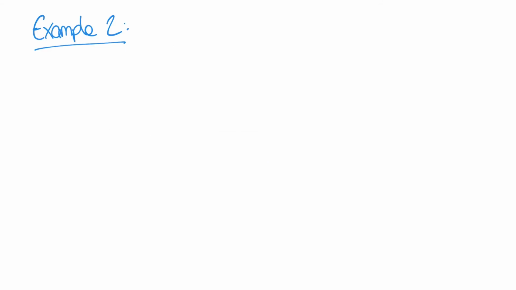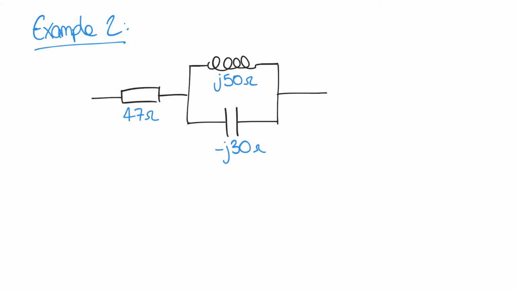Let's have a look at another example, and this is an example where both of our parallel components are reactive. We've got a reactive component, an inductor here at the top, j50 ohms, and we have a capacitor, which is also a reactive component here, which is minus j30 ohms. And we've got this sort of series parallel arrangement because we also have a resistor which is connected in series to these two components in parallel.